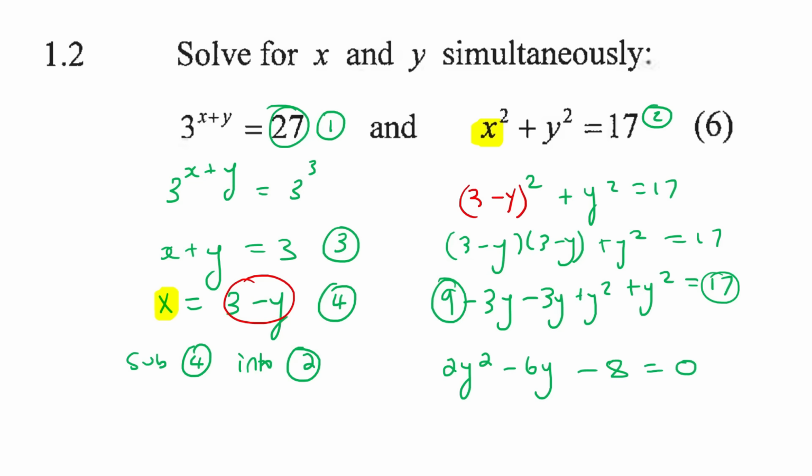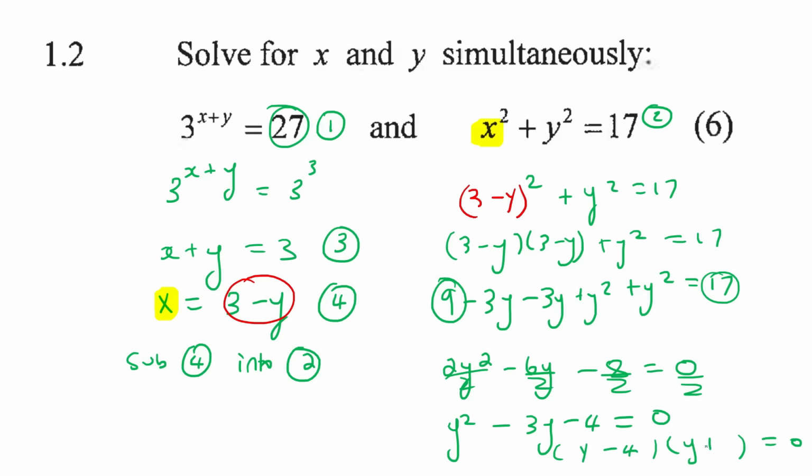Okay. Now, you can go straight to the quadratic formula over here if you want to. You can divide everything by 2, which is what I feel like doing. So I'm going to divide everything by 2, and so that becomes y squared, take away 3y, take away 4. Now, you could still use the quadratic formula right now. You could also factorize. This one actually factorizes very nicely into y take away 4 and y add 1.